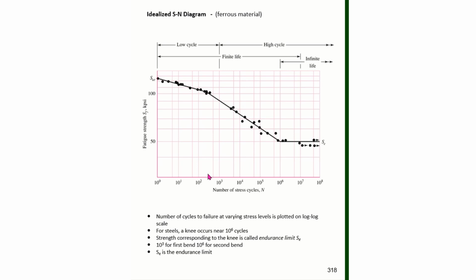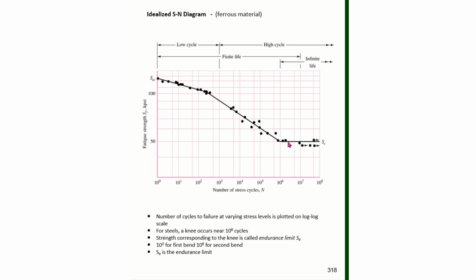Now for us in this class, we're going to make this chart a little bit easier to draw. We can see here that this inflection point occurs at a number less than 1,000. But we are going to make this number 1,000 for this class. And so between 0 and 1,000, we will go from the SUT down to this inflection point here. And then from 1,000 cycles up to 1,000,000 cycles, we will have this region here.